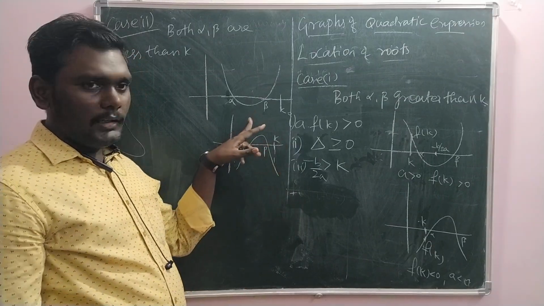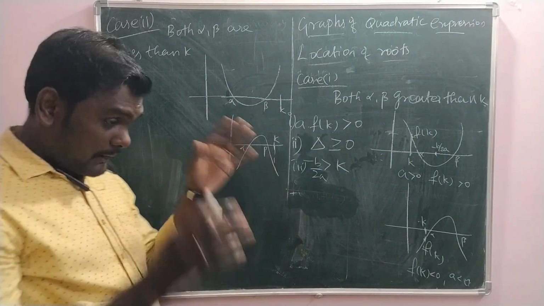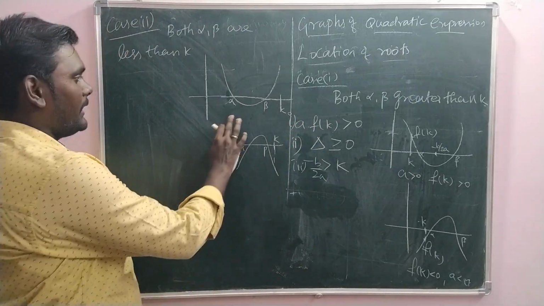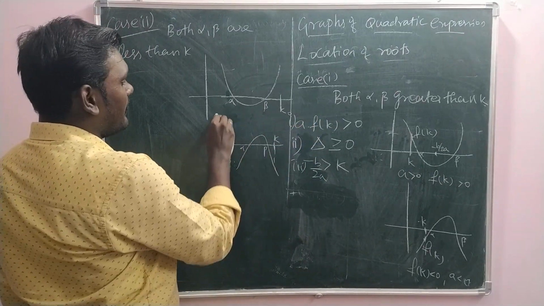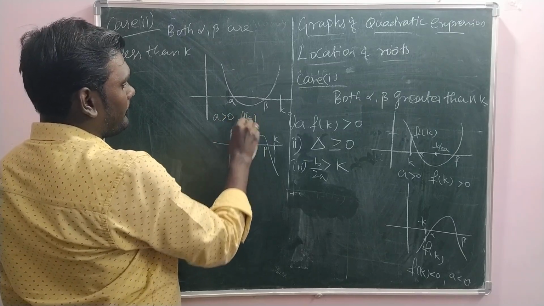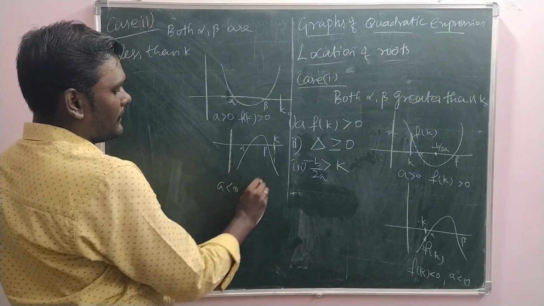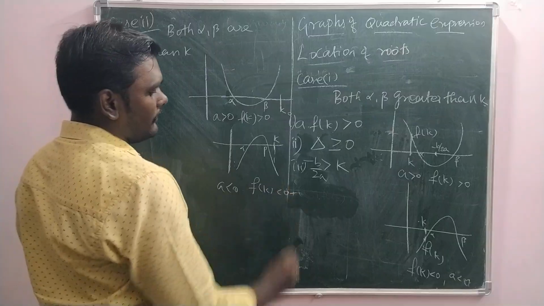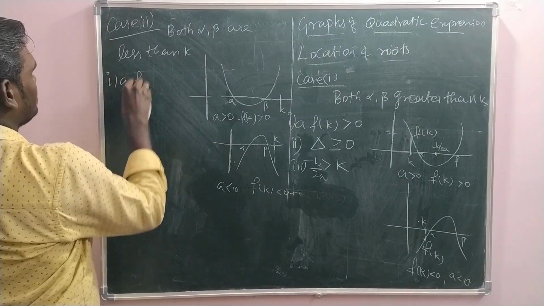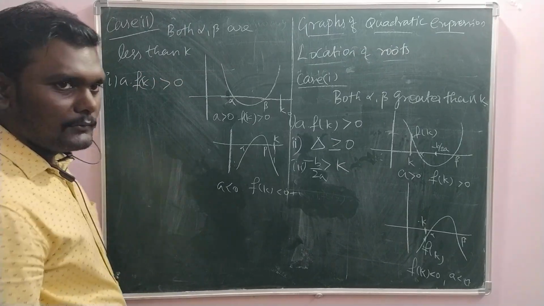Three conditions we can derive from this. Simply, see what is the sign of a here. Greater than 0. What about f of k? That is also greater than 0. Here a is less than 0, f of k also less than 0. Then what is a into f of k? Which is greater than 0. Positive.